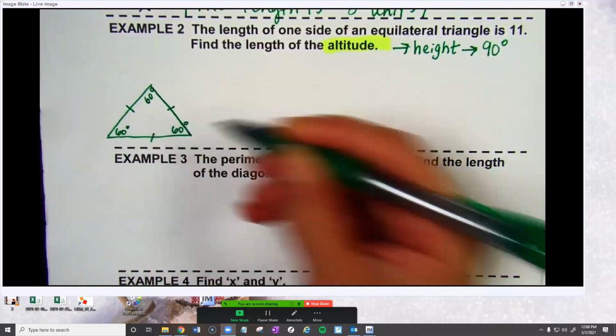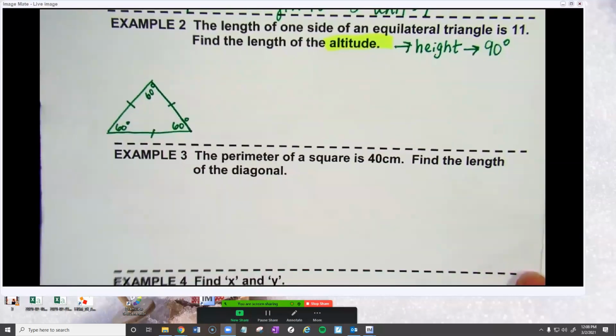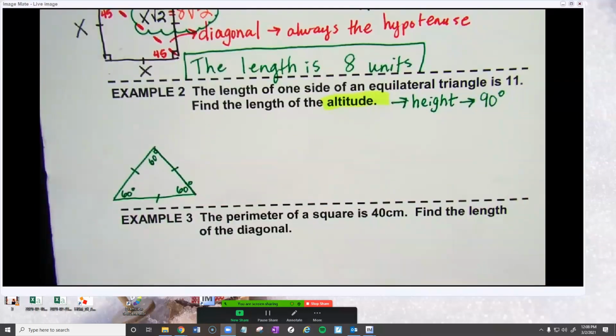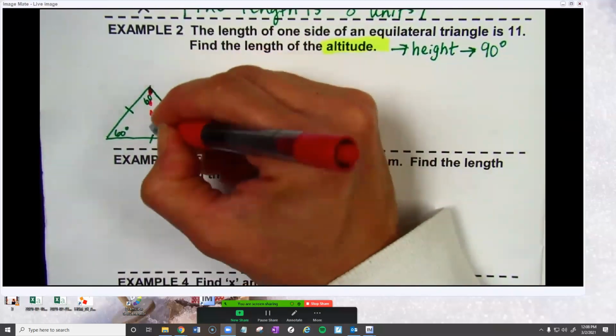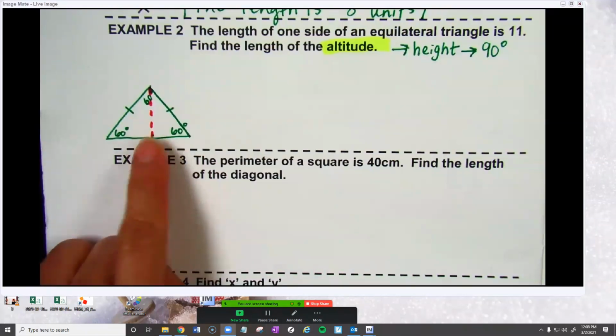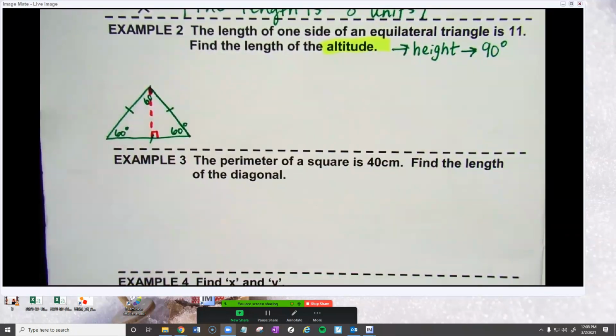But didn't you say the altitude is always 90? Yes. Since this is an equilateral triangle, all the sides are slanted. Even if I try to rotate my paper, all the sides are slanted. So the height of an equilateral triangle is from the top of the triangle straight down to the base. That's how we're going to grab the 90 degrees that we need. We just made a 90-degree angle right there, so draw your 90-degree symbol.